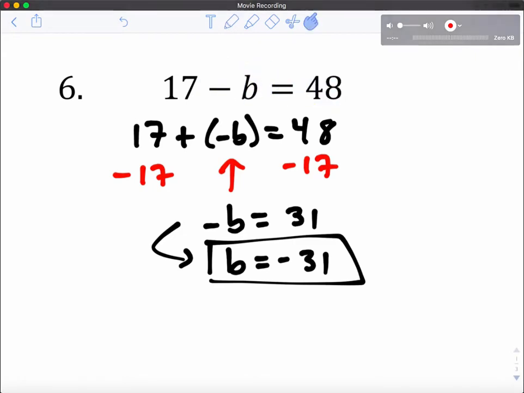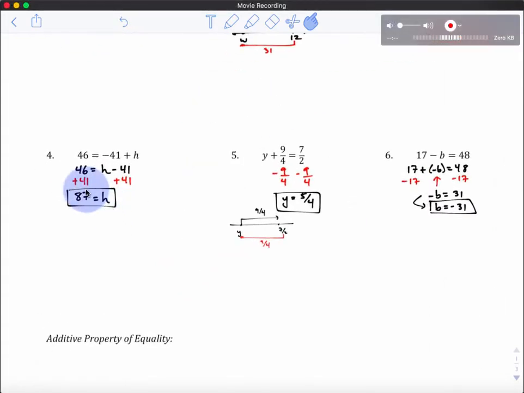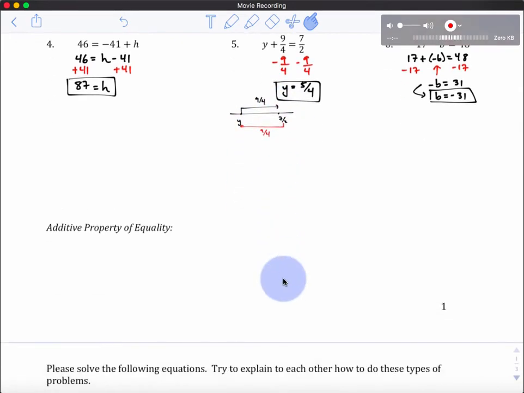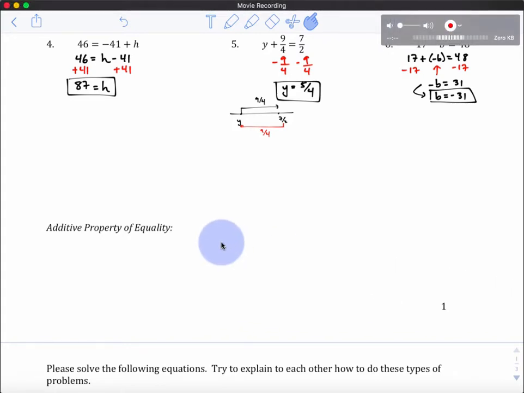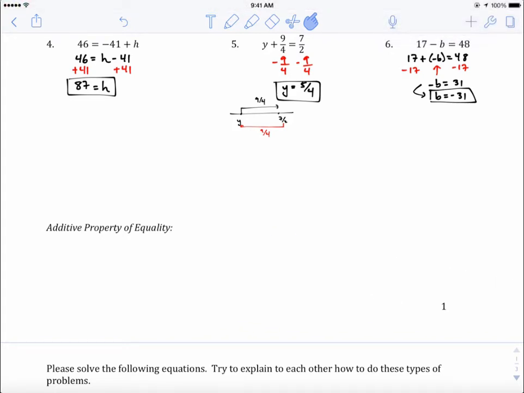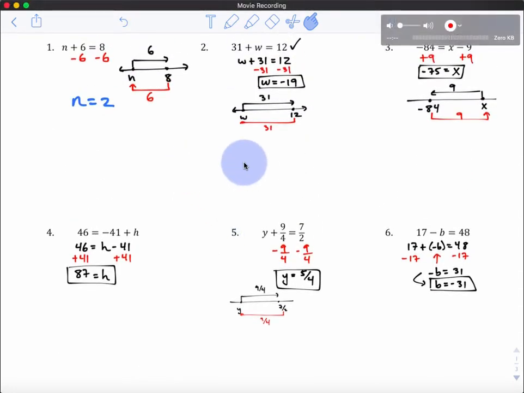And so a lot of what we've been doing in these equations, especially in these steps in red, is we've been using our intuition and oftentimes our number line representations, but it really also is called the additive property of equality, which just says, and I'd write this down, if you have an equation, you may add or subtract the same number to both sides of that equation, and the equation will remain true. And that's kind of what we've done in all 6 of these examples.